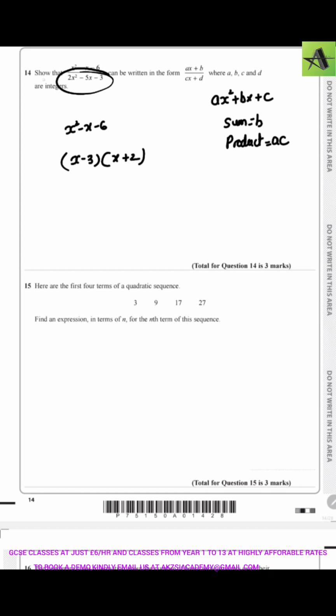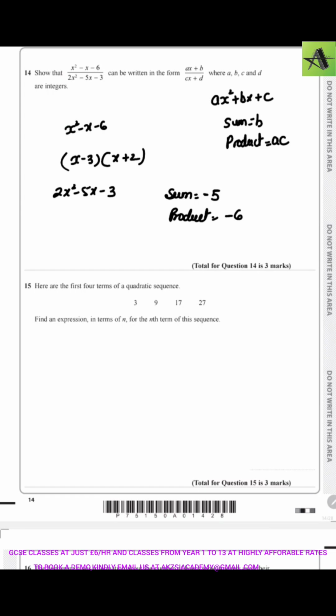Now see this one, which is 2x squared minus 5x minus 3. Here we have to find two numbers whose sum should be equal to b, which is -5, and whose product should be equal to a times c, which is 2 times -3, which is -6. But if you're finding two numbers, don't do it directly like before. That is a short way when the coefficient of x squared is 1. Coefficient means the number written with x squared. If you can't see any number, that means it's 1.